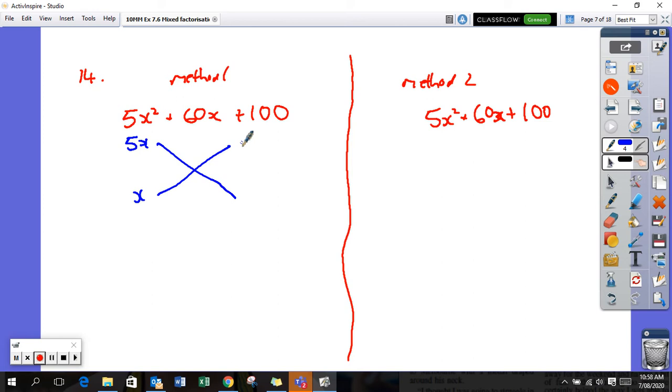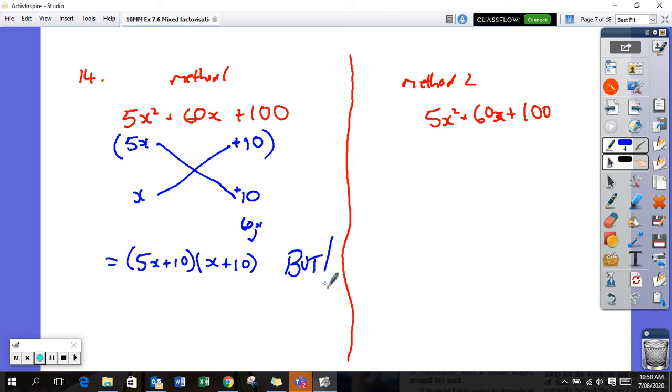Could start in the middle. Actually, I've always said to start in the middle, so we better do it. 10 times 10. They're going to be positives because we need a positive answer. Okay, so here that's 50x, and that's 10x. 50x plus 10x is 60x. That's fine. So we've factorised it one step. That's good. 5x plus 10 is the first bracket, and the second bracket is x plus 10.